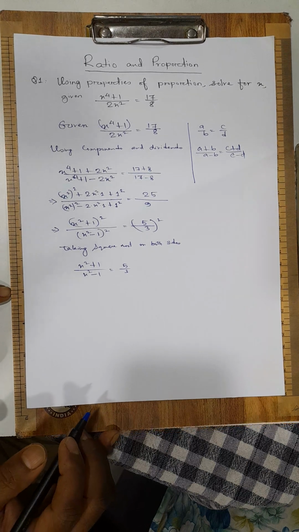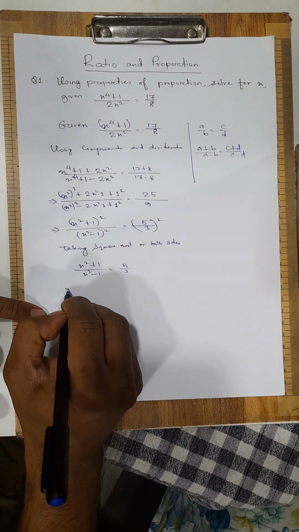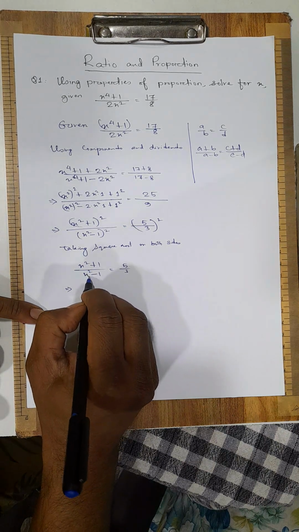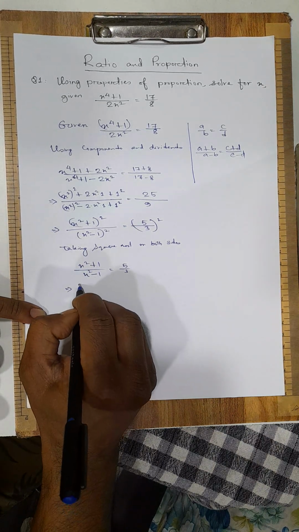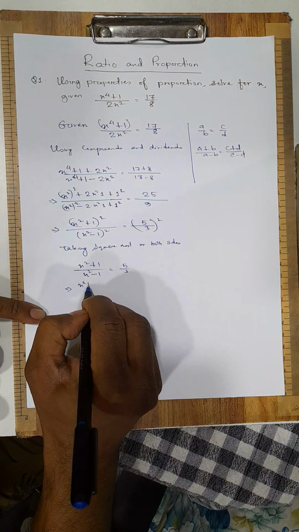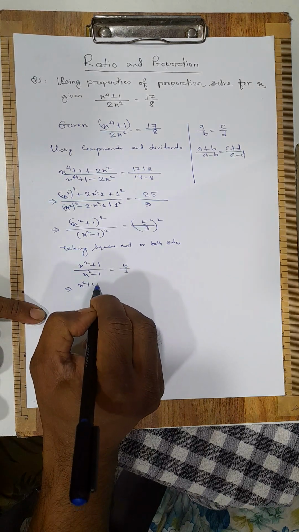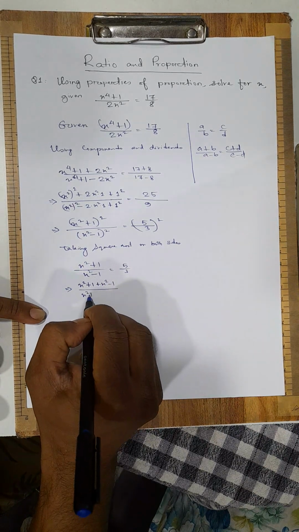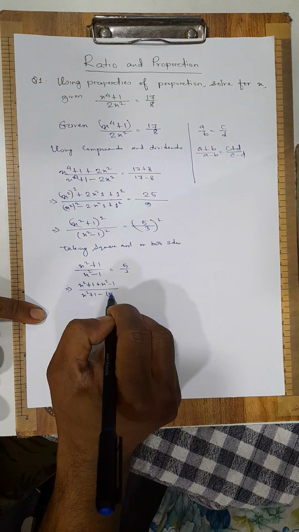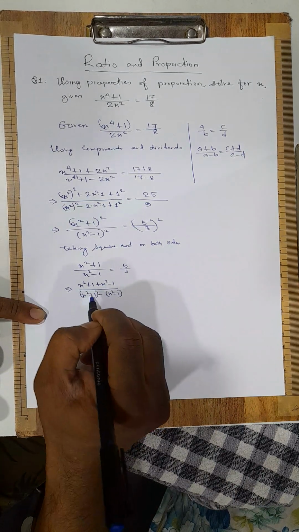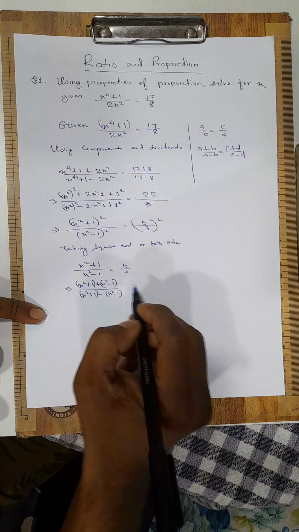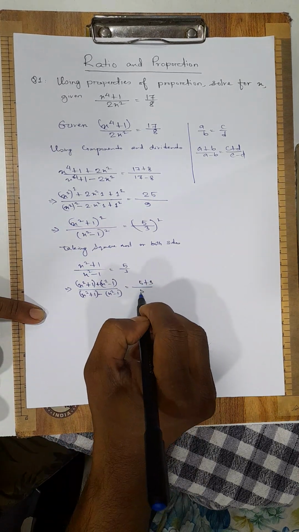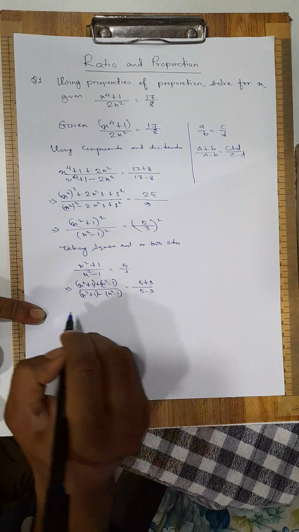Now you see, again you can use the property of componendo and dividendo. So let us use that property here. A by b, so it is x square plus 1 a plus b divided by a minus b. This is a plus b by a minus b. So it is 5 plus 3 divided by 5 minus 3.